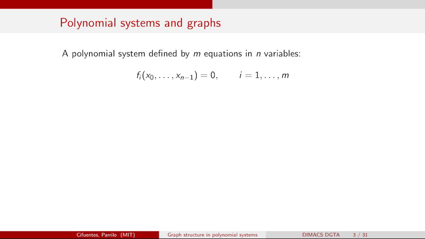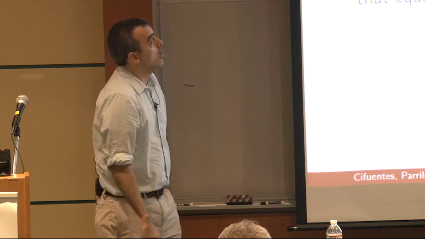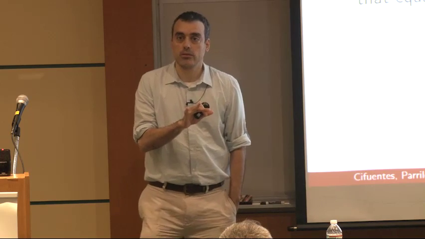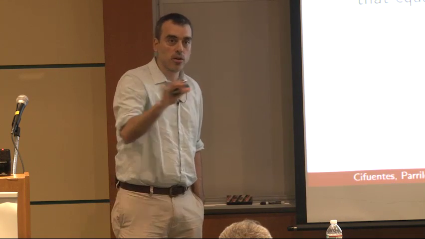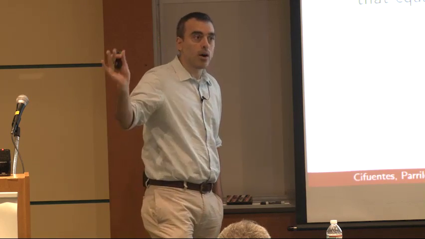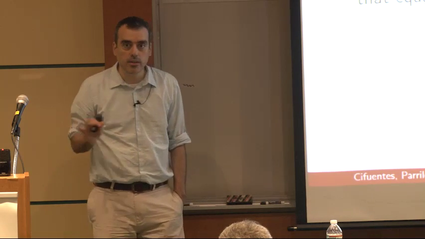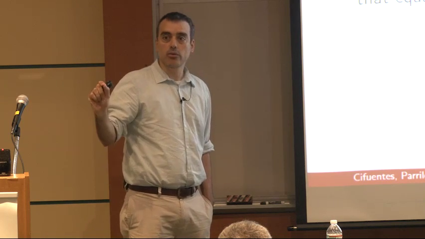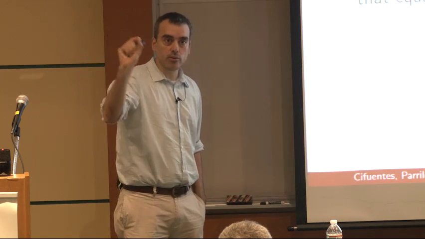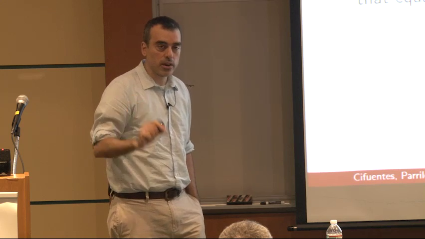And I'll have m of these equations, right? I have m equations in n variables. So what I'm going to do is abstract out my equations in terms of a graph. I'm going to throw out lots of information about what these equations are, and I'm just going to retain some combinatorial information that tells me which variables are talking to which variables in a given equation.